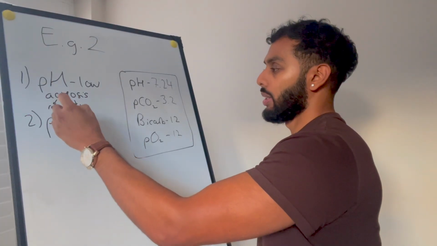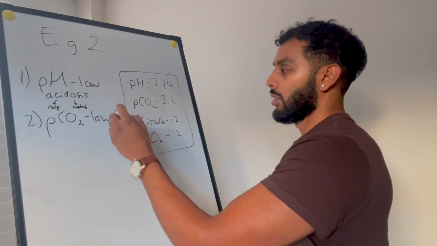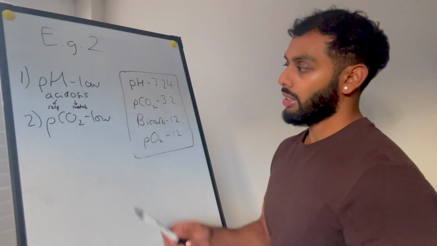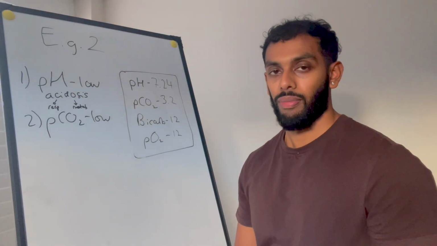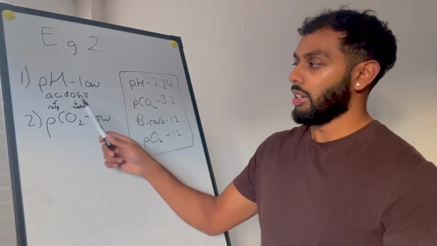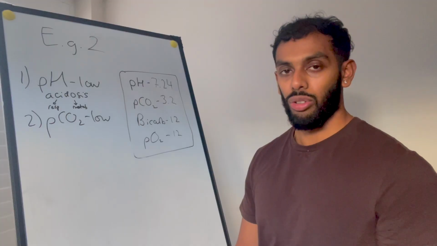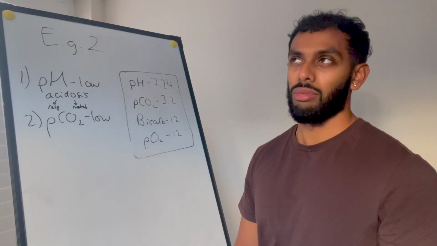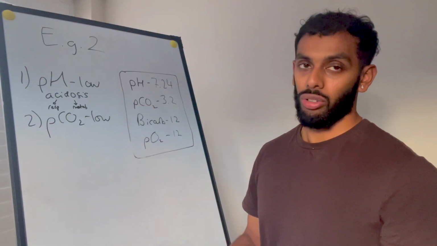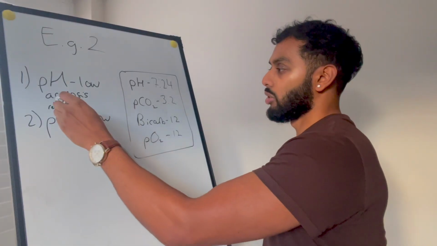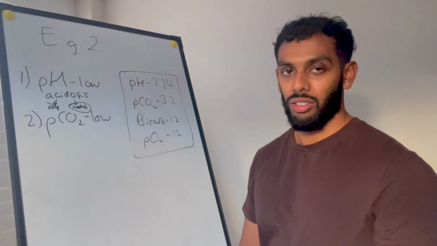Number 2, PCO2. As we said before, it's low. So would you expect it to be respiratory acidosis here? No. The reason is because if it was respiratory acidosis, you would expect the PCO2 to be high, but it's not. So you know that it's not a respiratory cause, it must be a metabolic cause for the acidosis.